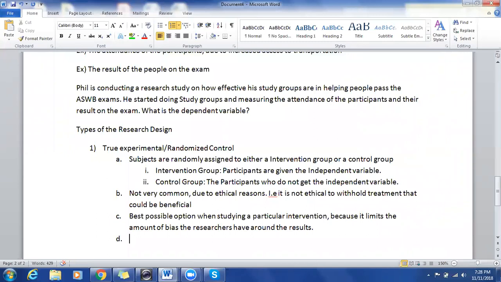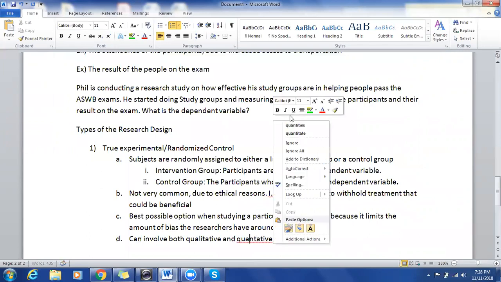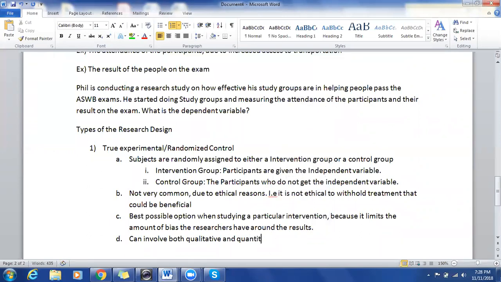The type of studies we can look at is this can involve both qualitative and quantitative. I'll just abbreviate it. I knew that was going to be wrong. There's an I there. There we go. And quantitative.